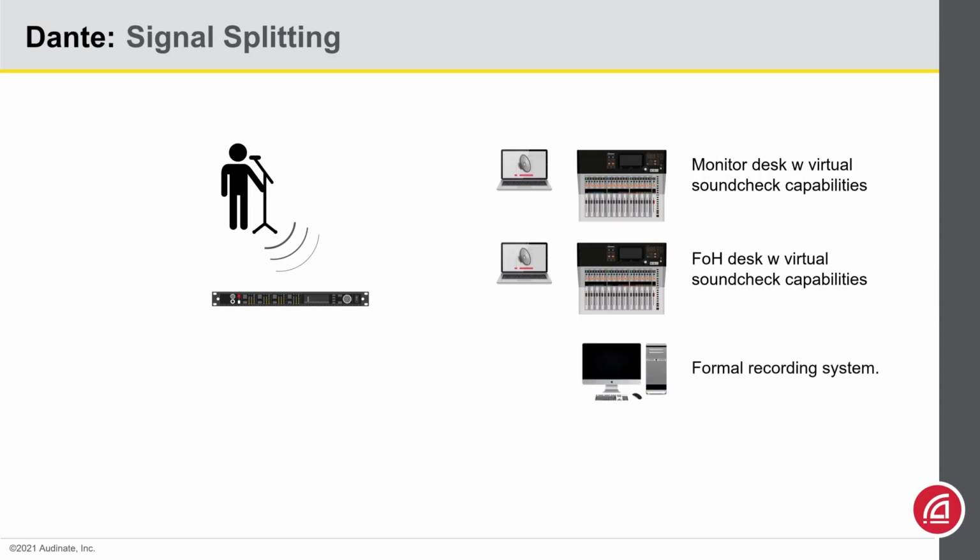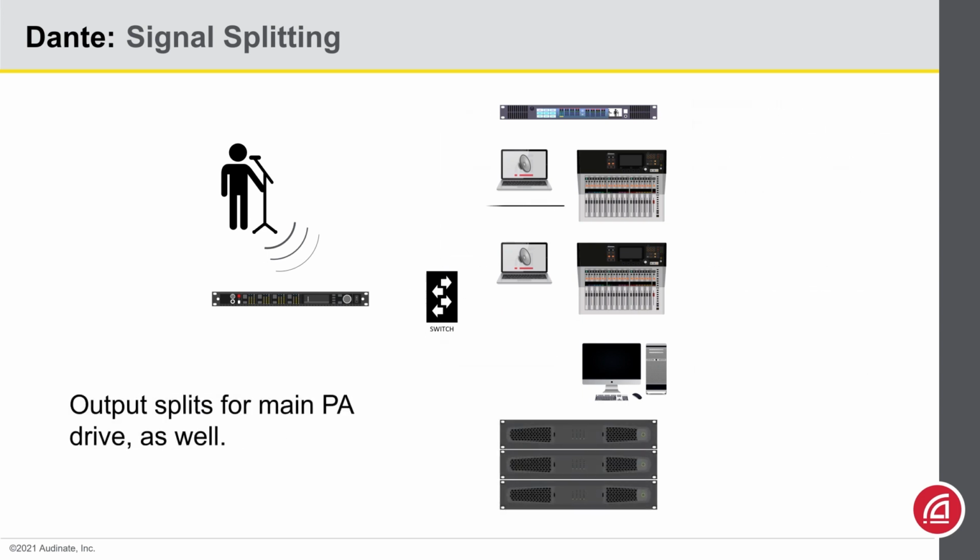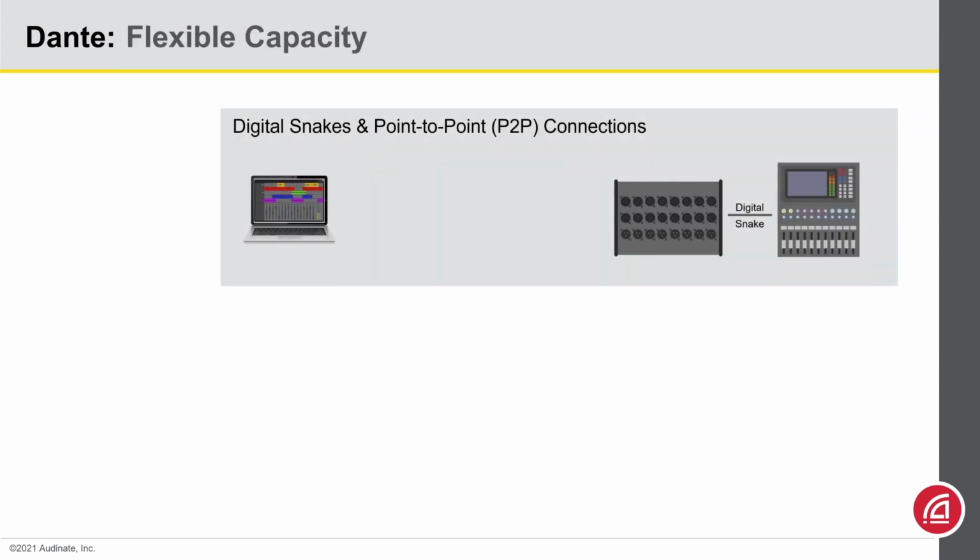Now again, we also had another system recording this event, and maybe we have a backstage monitor to check the wireless functionality before somebody goes on stage. Well, that's a 6-way signal split, and Dante can do this with ease. This sort of thing also happens on the output side for signal distribution. The signal could go to several amplifiers on stage or around a facility for a distributed audio system. No problem.